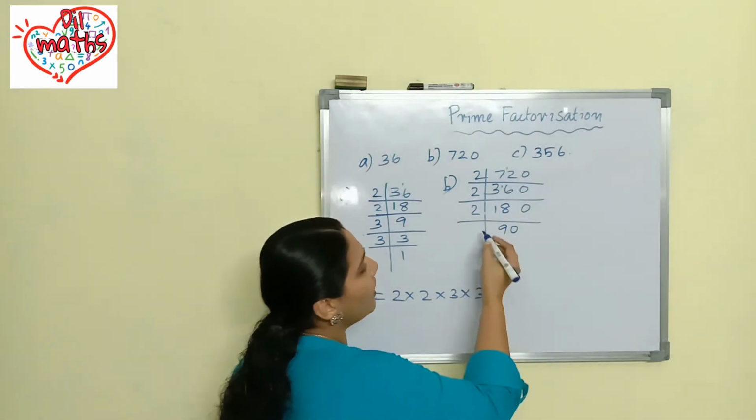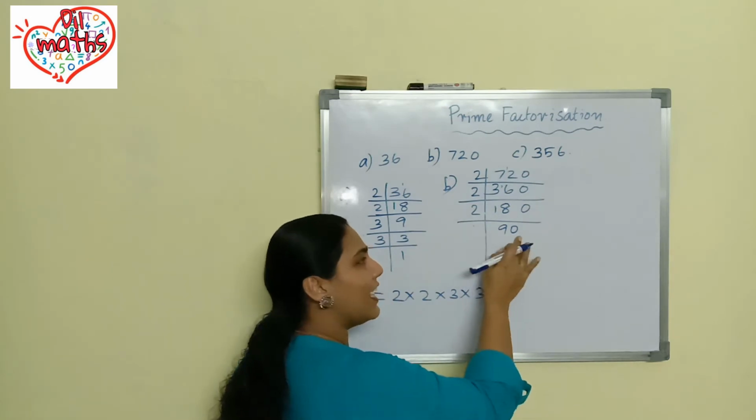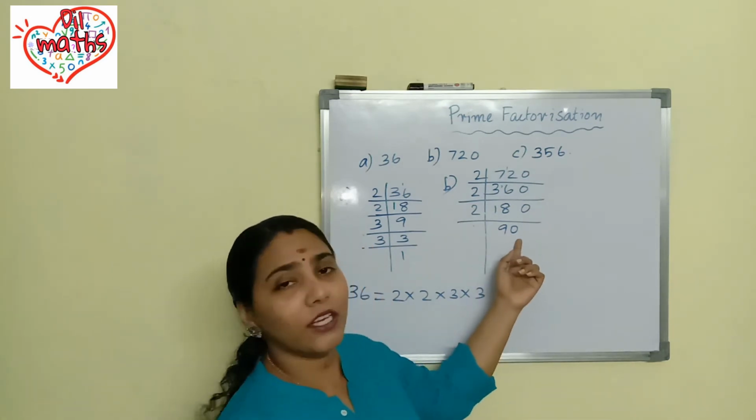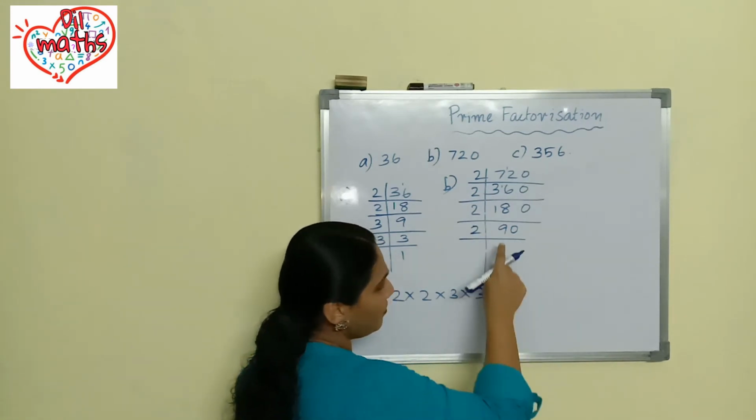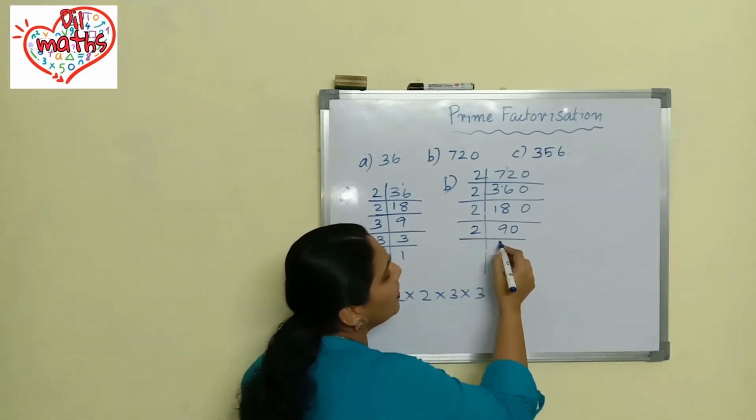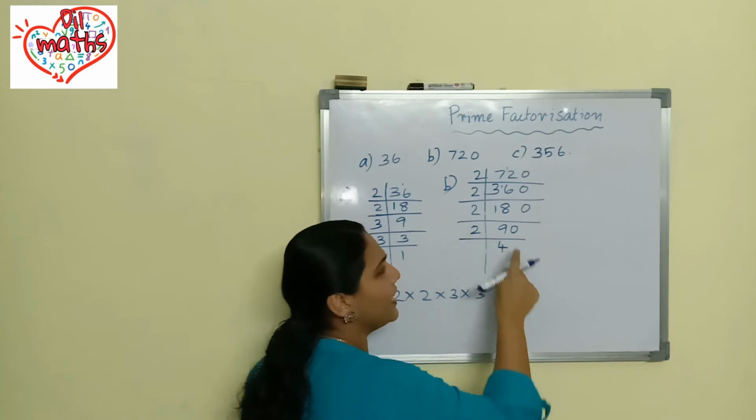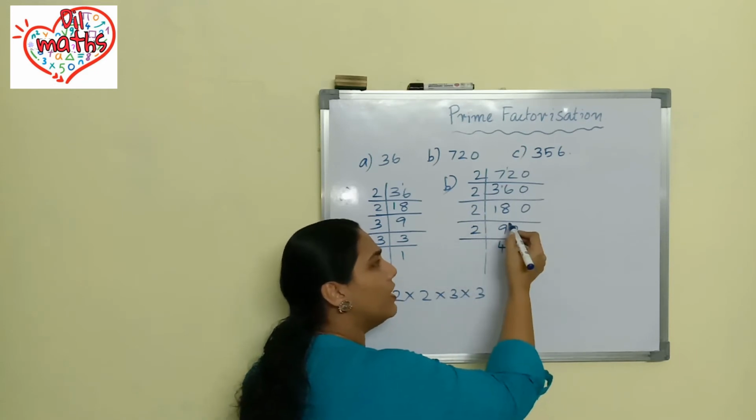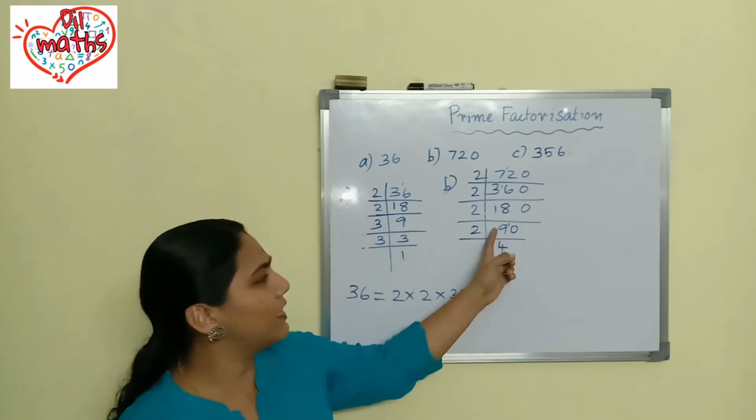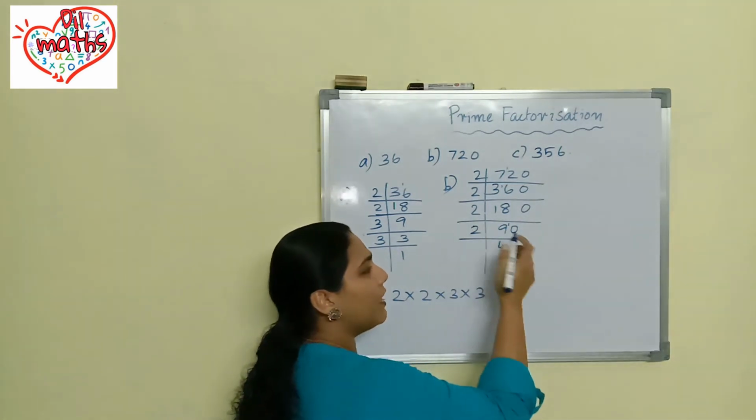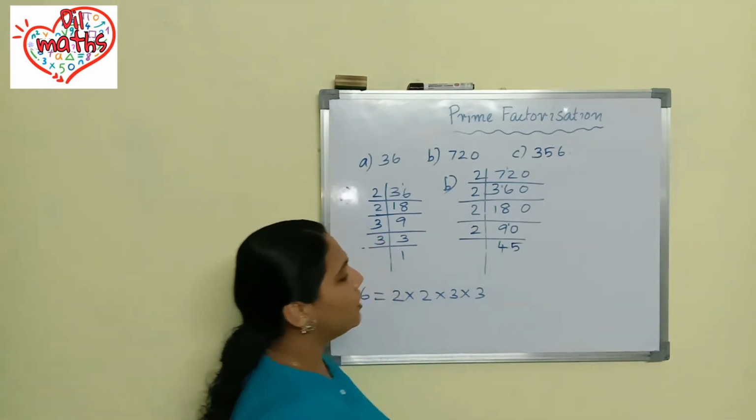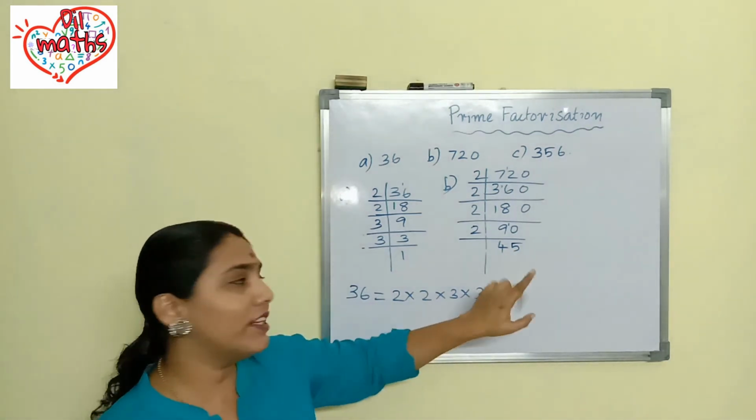Now again, you can divide by 2. Why? Because in the ones place it is given 0. If you are again dividing by 2, what will you get? 9 divided by 2 is 4, because 4 2s are 8. Then 9 minus 8 is equal to 1. That 1, the remainder, will carry forward to the next place. That means 10. 10 divided by 2 is 5.